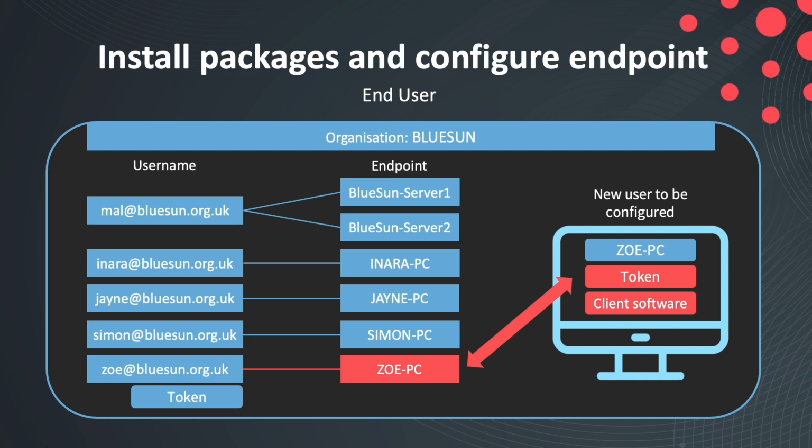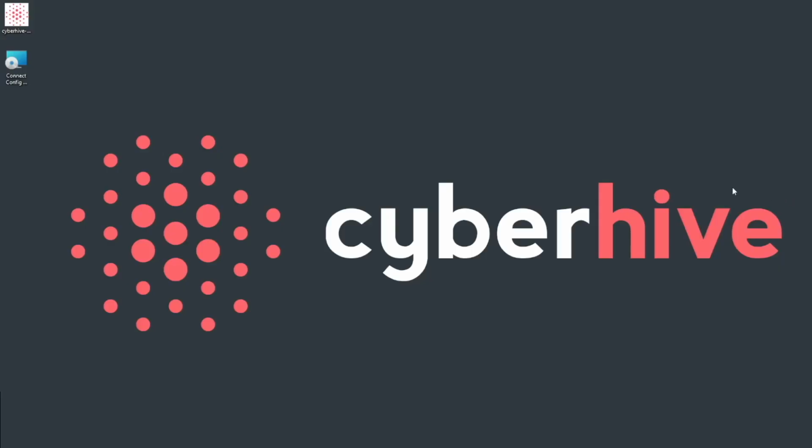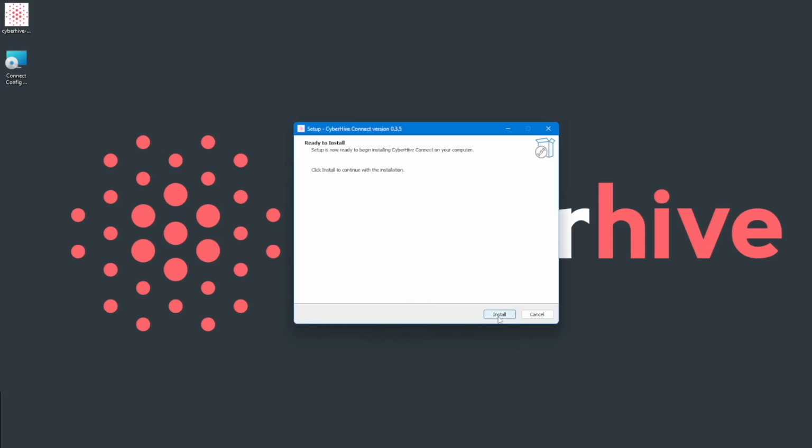In this diagram, the items coloured blue represent BlueSun's existing endpoints. Our new employee Zoe is going to install the CyberHive Connect software packages onto the laptop computer shown here as Zoe-PC. There are three main steps that our new user Zoe needs to perform. The first is to install the CyberHive Connect client software.